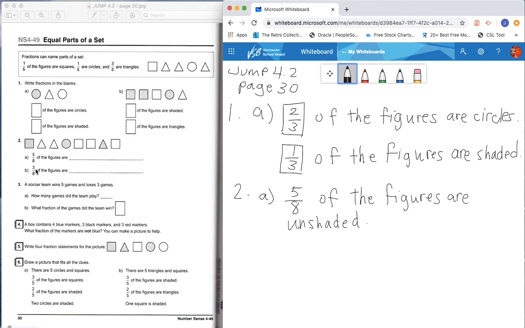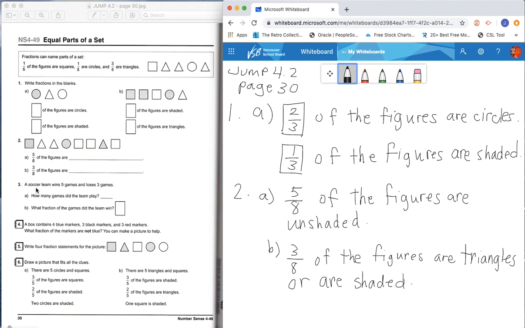Okay, B. 3/8 of the figures are what? So look at the shapes. Are there any shapes that have 3? Are there any 3 that are shaded? So let's see. 4 squares, 1 circle. Oh, there's 3 triangles, so we can say are triangles. Or there's also another 3: 3 that are shaded. 1, 2, 3.